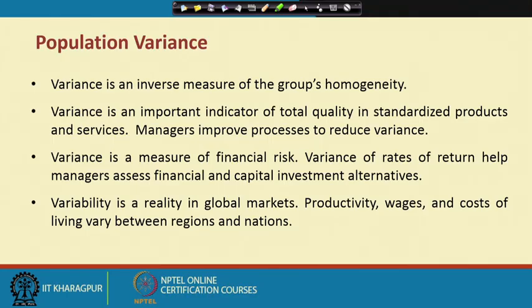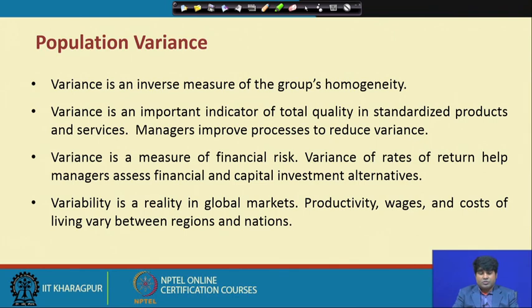First of all, we should know what exactly the variance is, that is, the population variance. Variance is an inverse measure of the group's homogeneity. Variance is an important indicator of quality in standardized products and services. Sometimes it gives you an indication about the consistency of a particular series. If the variance of a series is very high, then that series can be considered volatile and inconsistent, compared to a series where the variance is very low. So, we try to predict situations and minimize the variance, so that the uncertainty factors can be minimized as far as our problem is concerned.